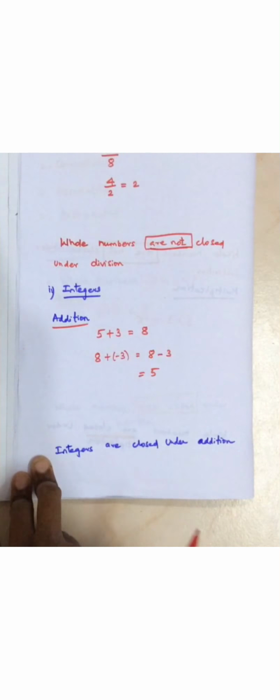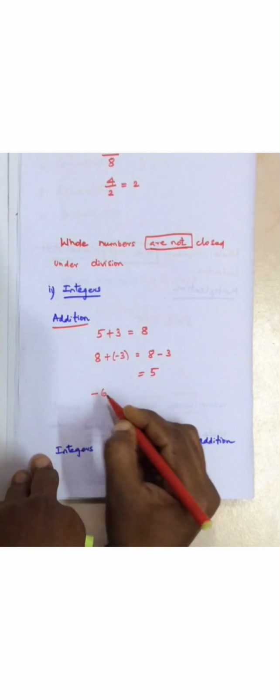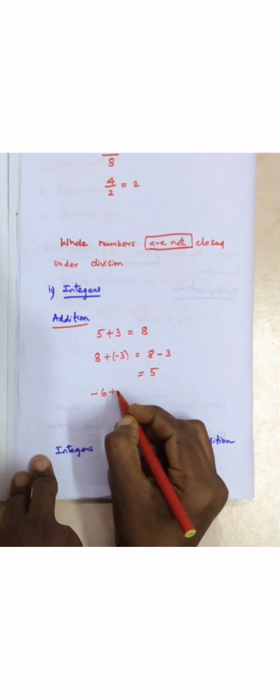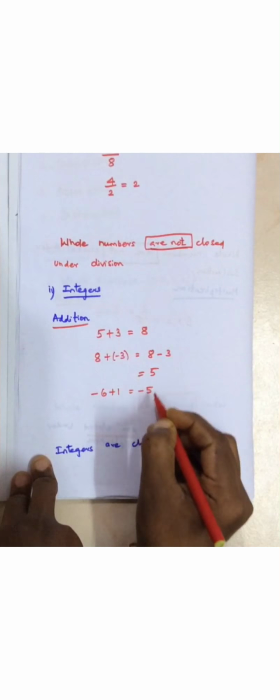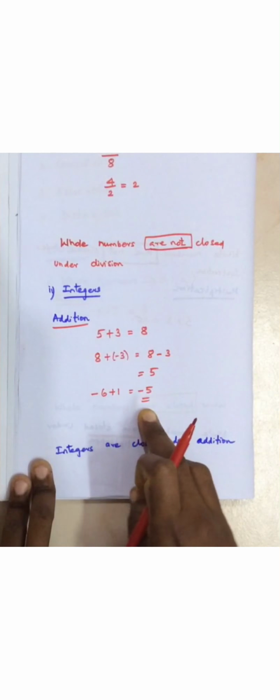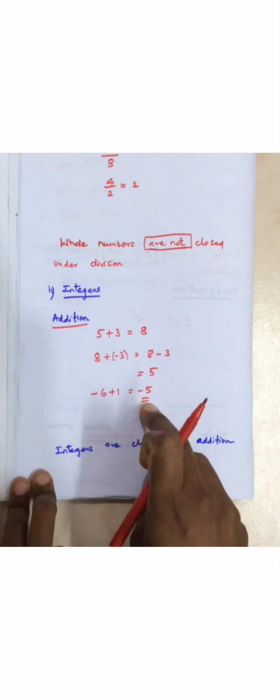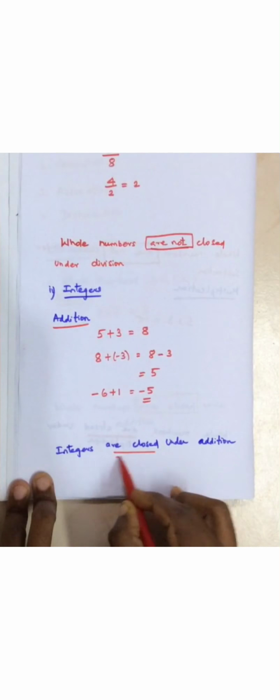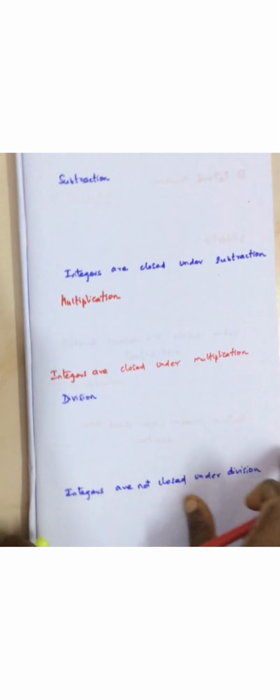We can try for one more case. Suppose you take minus 6, a negative integer, and add 1 to it, which gives minus 5. Minus 5 is also an integer because integers include negative numbers also. So integers are closed under addition. The next case is subtraction.